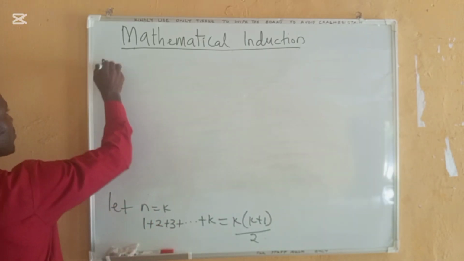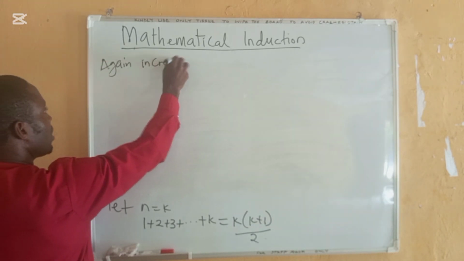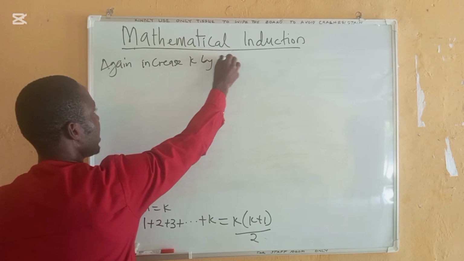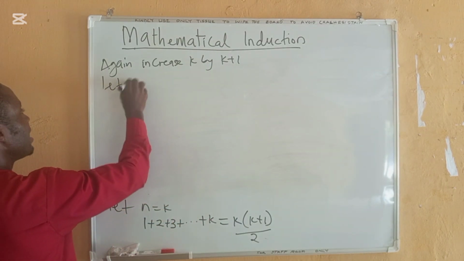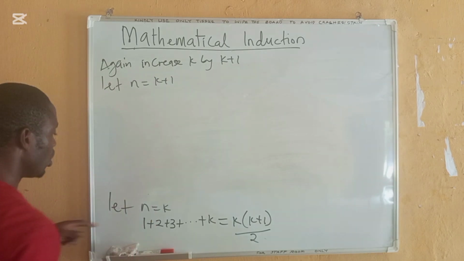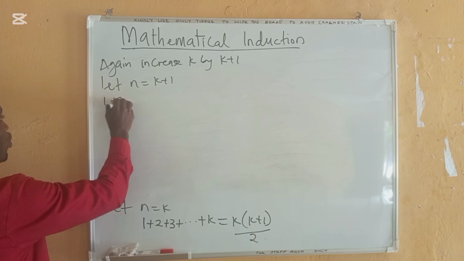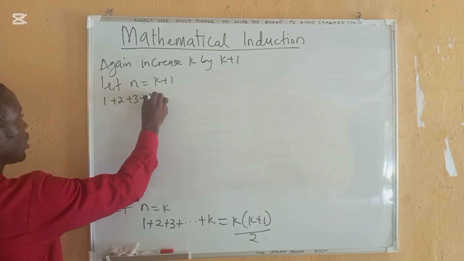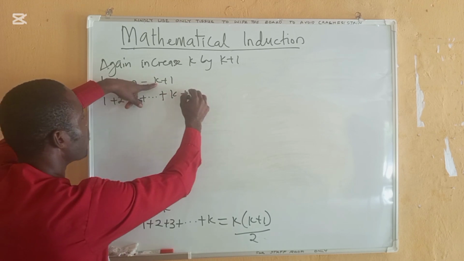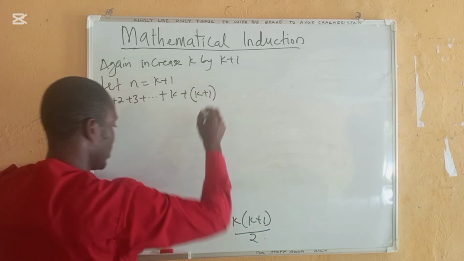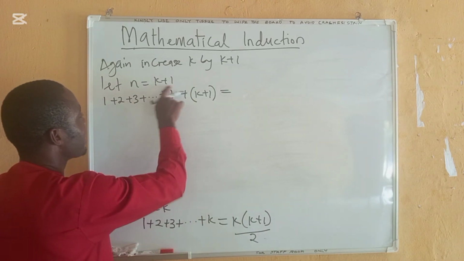Again, increase k by k plus 1. So that means we let n be equal to k plus 1. So if we let n be equal to k plus 1, we are going to have 1 plus 2 plus 3 plus dot dot dot plus k plus the increment we have to add, which is k plus 1, is equal to, for the right hand side, anywhere we see k, we replace it by k plus 1.